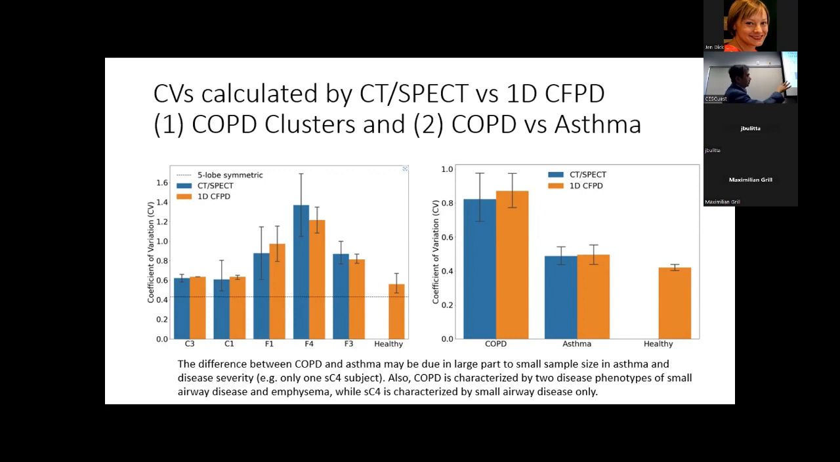Then we can also look at the right-hand side. We compare COPD with asthma. You can see COPD has overall higher CV than asthma, because small airway disease is very important in COPD, but less important in asthma. And that's why you can see the CVs are different between the two.